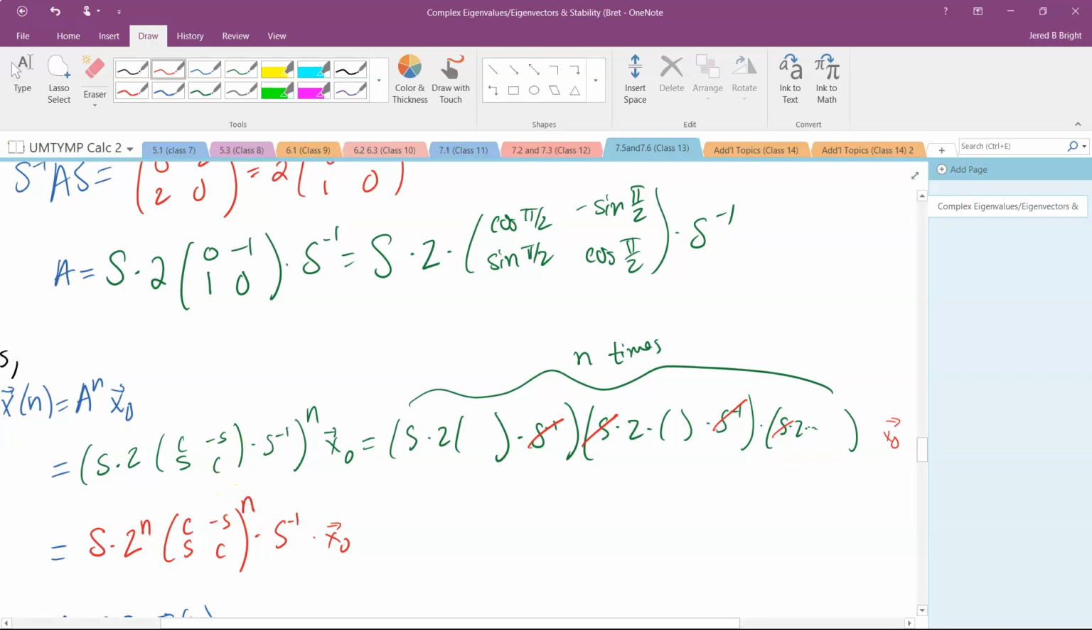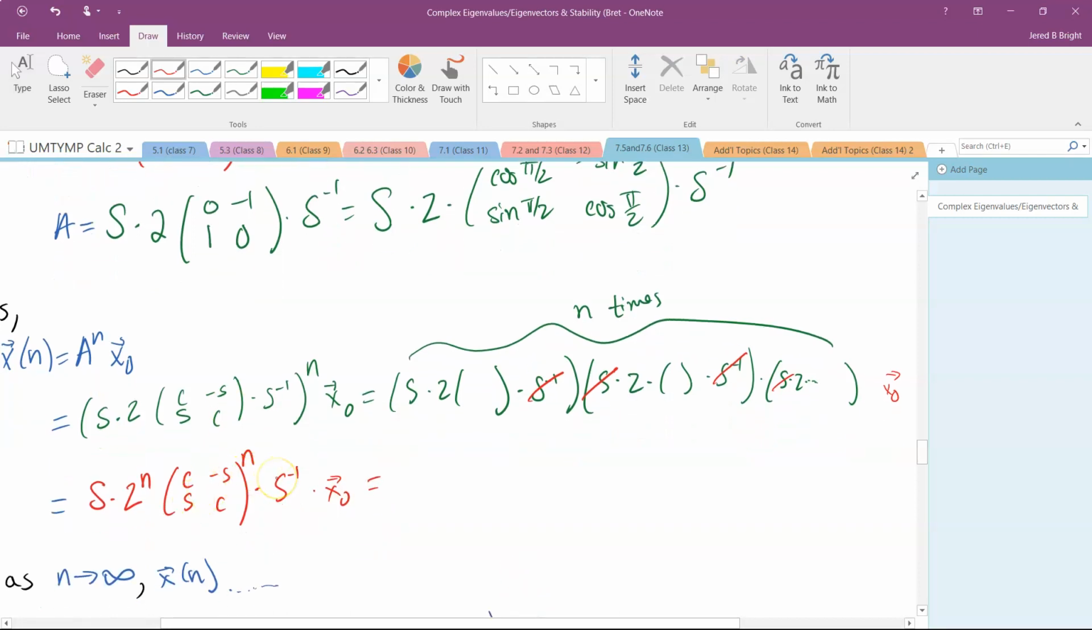Okay, and so now remember those theorems, I forgot there's going to be n matrices as well, those theorems that we began with at the beginning, right? Anything to the nth power when we're dealing with sine and cosine, we can use de Moivre's, and that is going to allow us to say that this is going to be 2 to the n, and then it'll be cosine of n pi over 2 times sine, and then sine of n pi over 2 minus sine n pi over 2 cosine of n pi over 2, and then times S inverse times x0.